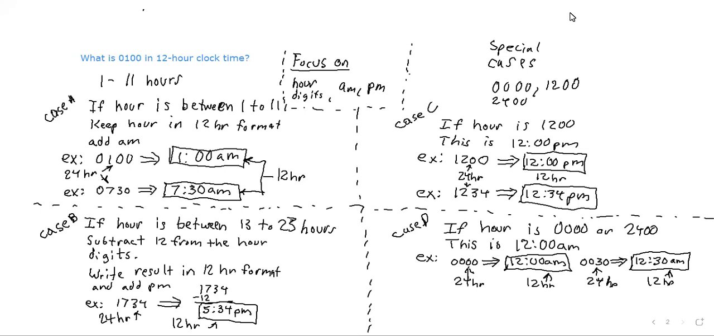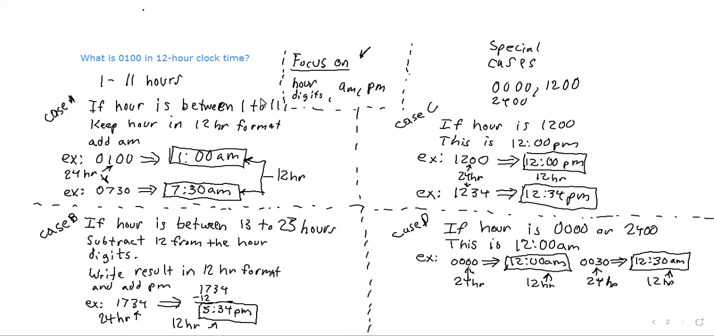Now I want to mention something before we get back into this deeply. The focus here is on the hour digits. There are going to be minutes digits and sometimes seconds digits, but they're not going to change. The only digits that change are the hour digits. The other two things to focus on are AM and PM, which we add depending on what time frame we're in. So now let's go back to case A.